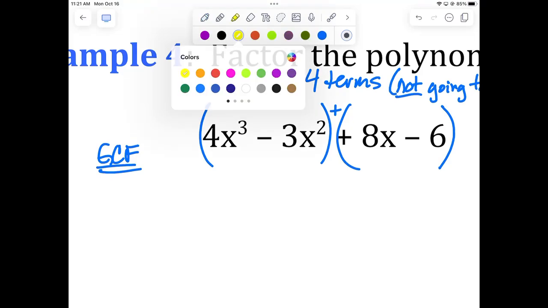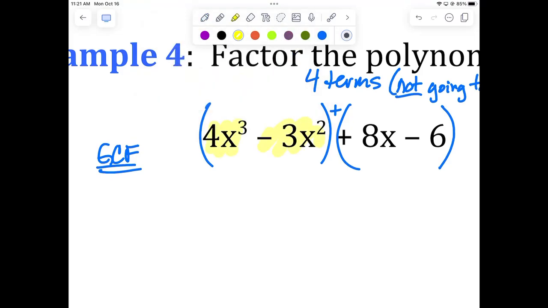So if you look at the first one, 4x cubed and minus 3x squared, what's common in either of those? Do they have a common number that we could factor out? No, but they do have how many x's in common? They have 2 in common, don't they? You take the smaller of the 2, 3 and 2. So if I factor that out, what am I left with? What's 4x cubed divided by x squared? 4x. 4x to the first, right? And then minus 3, because x squared divided by x squared is 1. So I'm left with 4x minus 3.